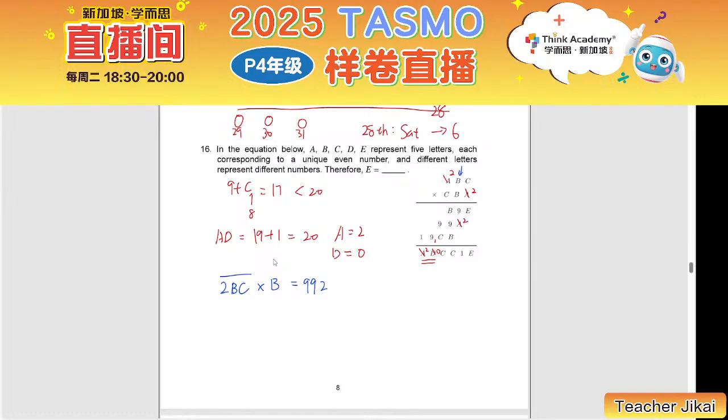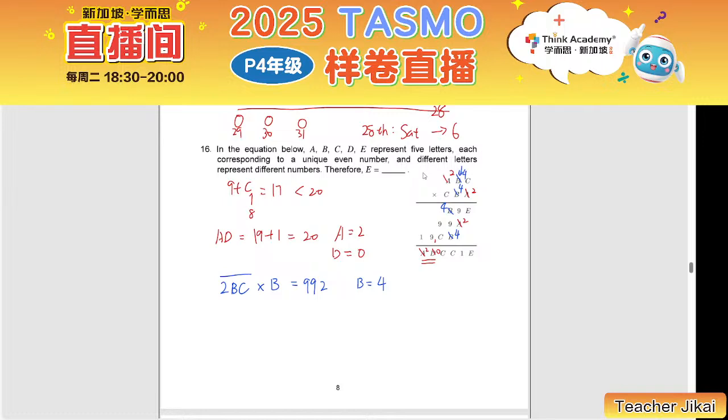So what will B become? Can B become a 4? Yes, B can become a 4. Can we make it a 2? If it is a 2, how can 2BC times B give 992? Of course not. Can B become a 6? Even if everything else is 0, 200 times 6 is already larger than 1000, it's 1200. So B cannot become 6. So B here is only 4. So we know 4, 4, 4.